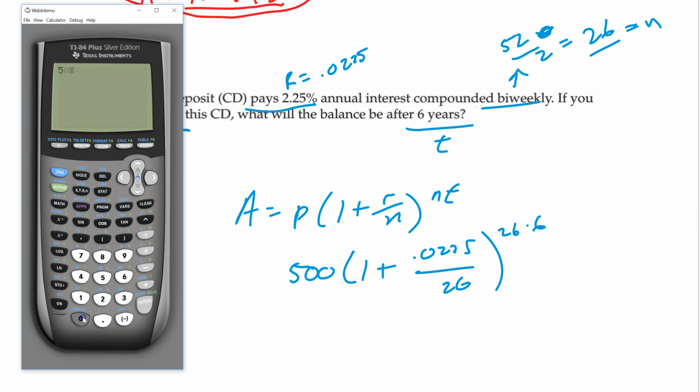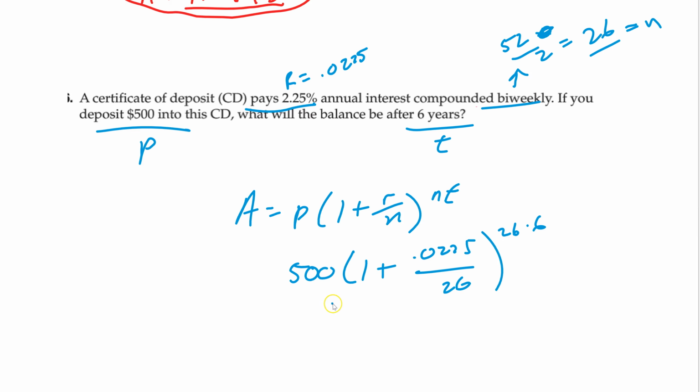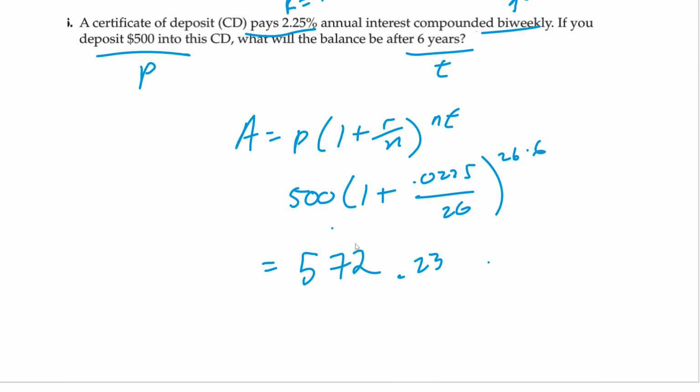So 500 times 1 plus 0.0225 divided by 26, to the 26 times 6. So $572 and 23 cents. Again, that's how much money we have, not how much money we made. This time in 6 years, we made 72 bucks. We made almost triple, actually, in a lot fewer years. Why? Well, because our deposit was higher and our interest rate was more. The two main reasons.